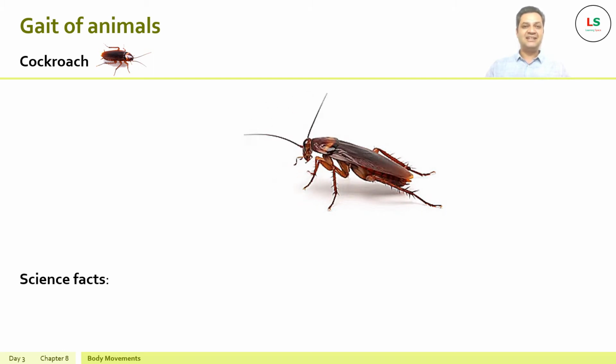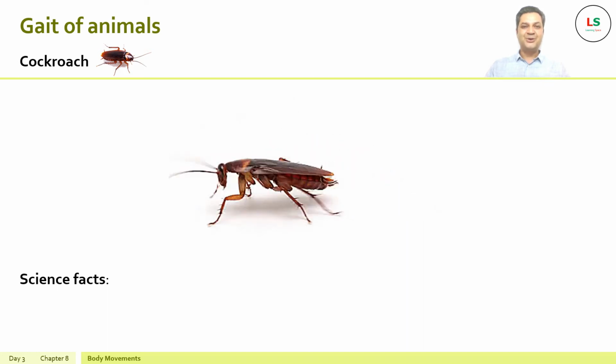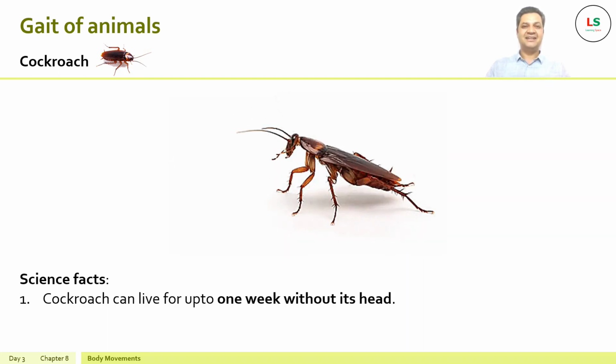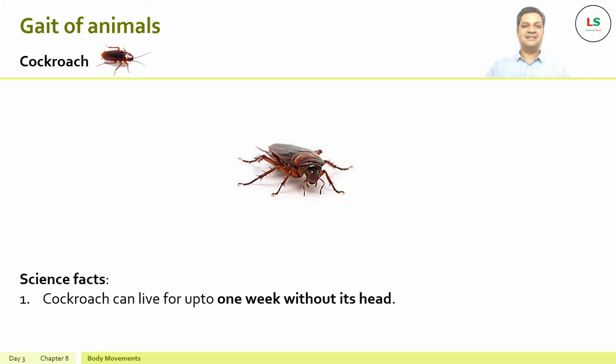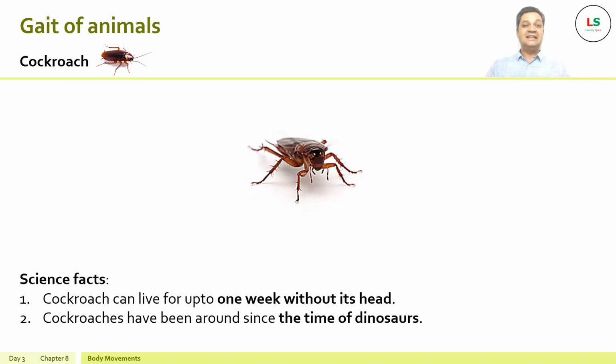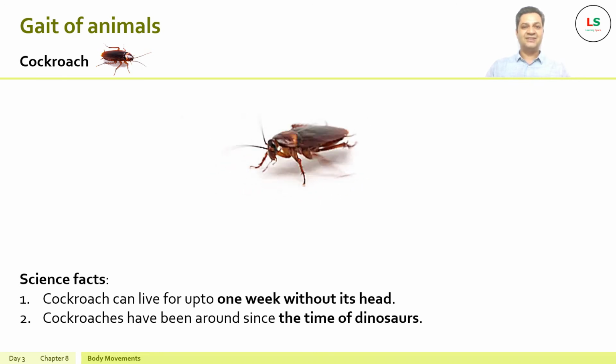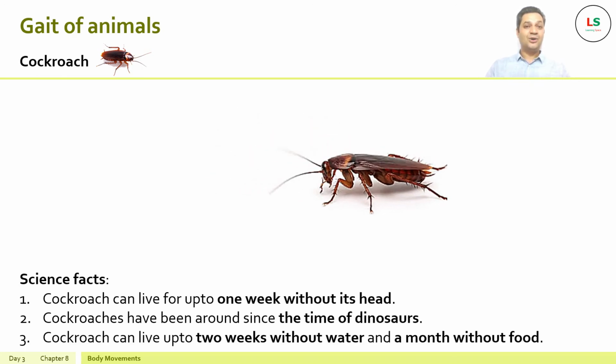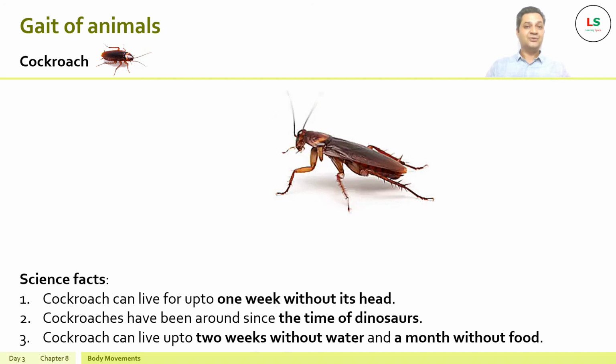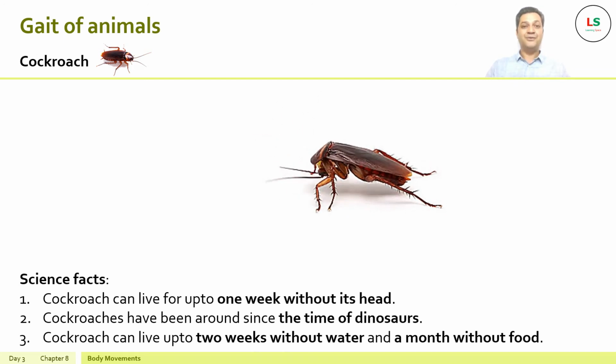There are some amazing science facts about cockroach. Cockroach facts. Cockroach can live for up to 1 week without its head. Cockroaches have been around since the time of dinosaurs. Cockroaches can live up to 2 weeks without water and a month without food. Isn't it amazing?